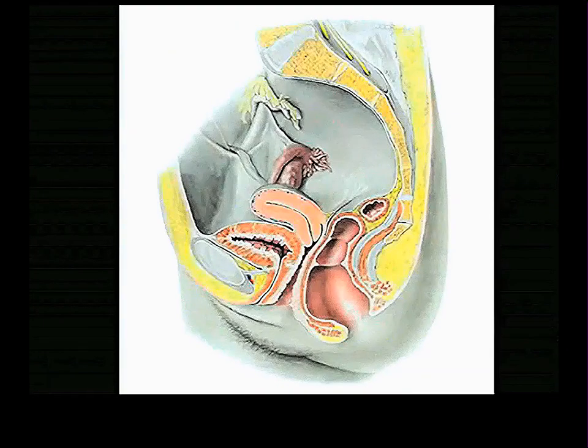Now, we're going to look at CTs of the pelvis. This is obviously a woman because there's a uterus here.